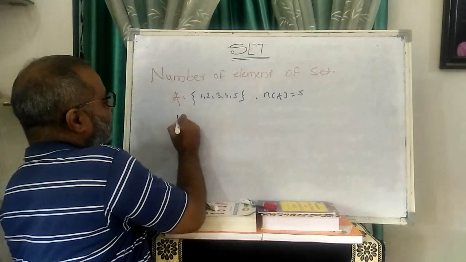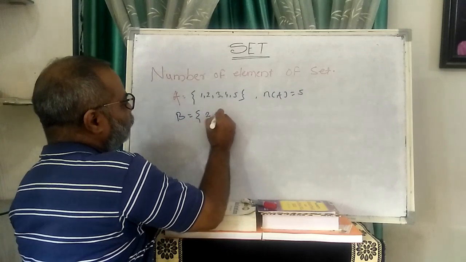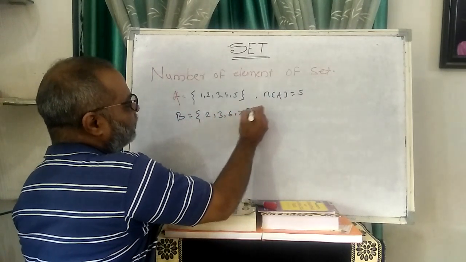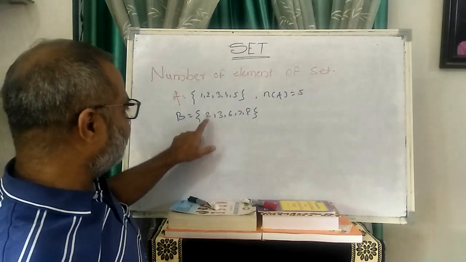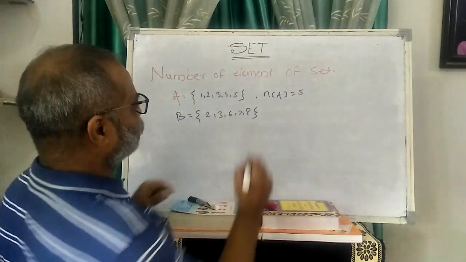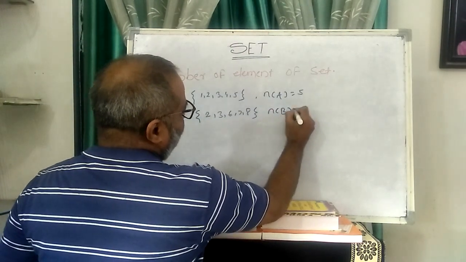Okay. Now I write set B. Here are 2, 3, 6, 7, 8. So how many elements are present? 1, 2, 3, 4, 5. So n of B is equal to 5.